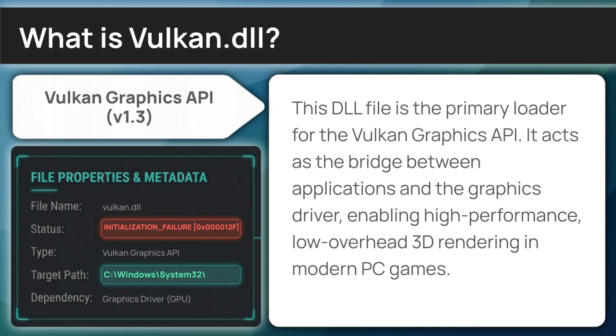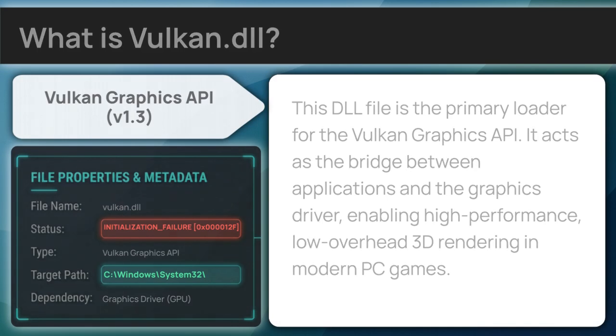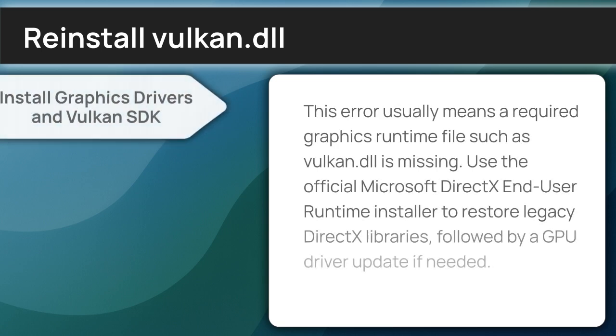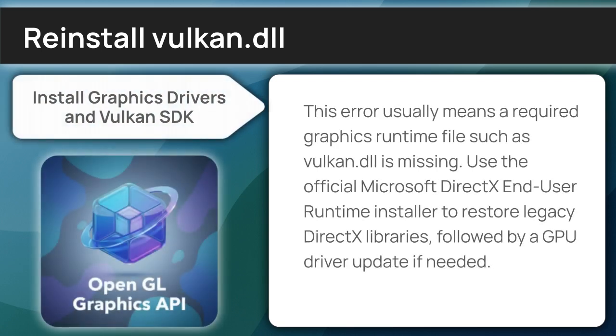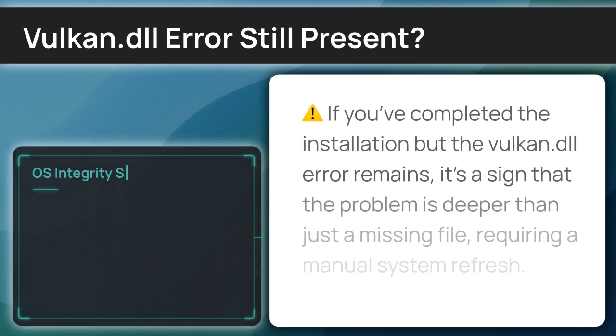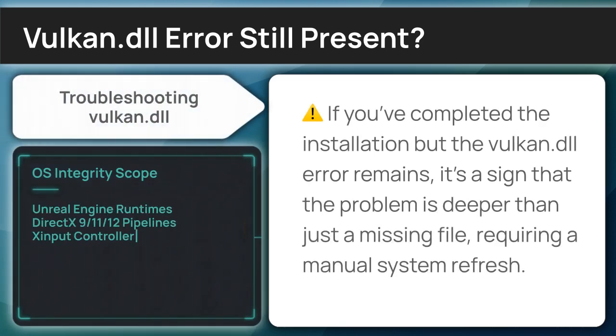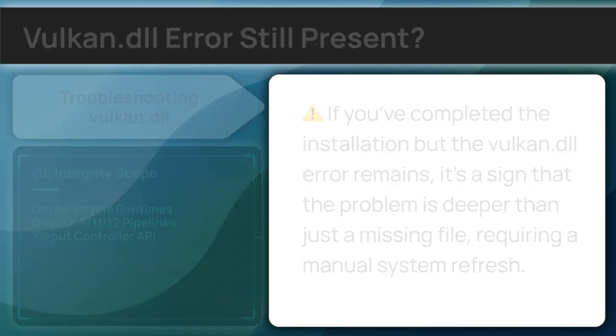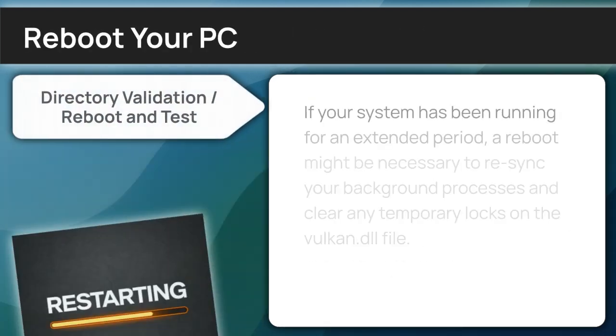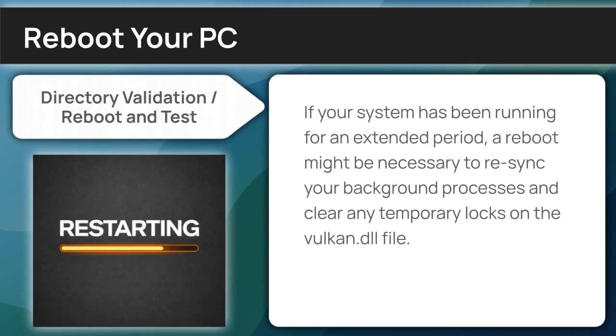Now let's dive into the solution, starting with a standard reinstallation. This error usually appears when required graphics runtime components for the Vulkan engine are missing. Install the Microsoft DirectX end-user runtime to restore legacy DirectX libraries, then update your graphics drivers if the DLL is GPU compute related. In cases where the official installer remains ineffective, we must escalate to a manual review of your system's active runtime state. A standard reboot clears out temporary memory conflicts and gives the Windows loader another chance to properly register the Vulkan engine component during startup.